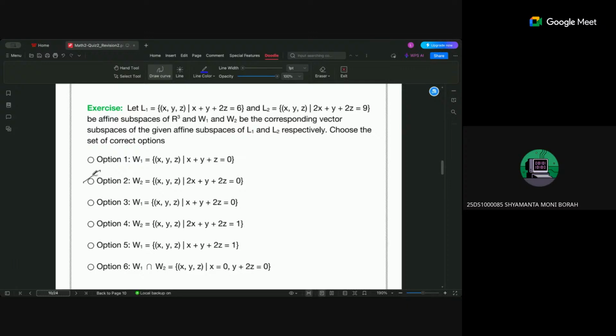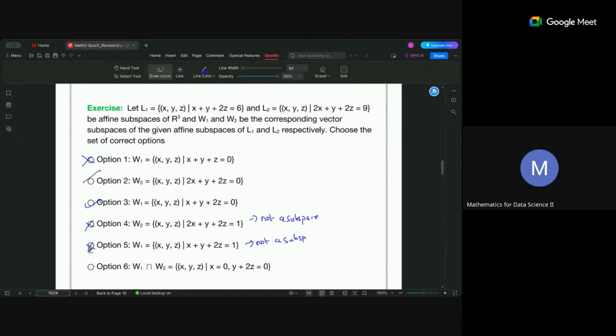And option 3 is also correct. Option 3 is true. What about option 4? This is not a subspace, because this is again another affine space only. So this is not a subspace. What about option 5? Again, this is not a subspace. It is another affine space.